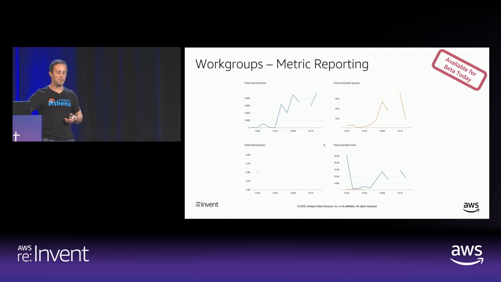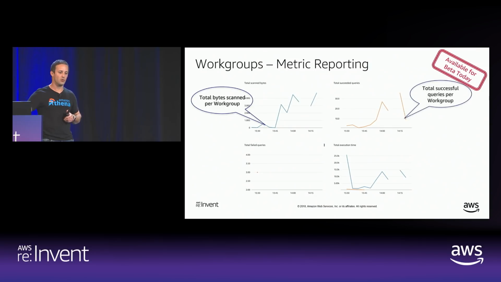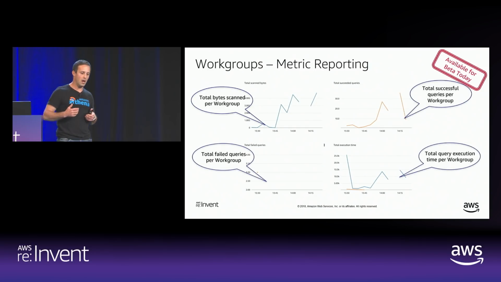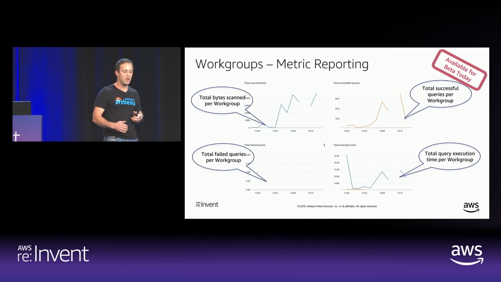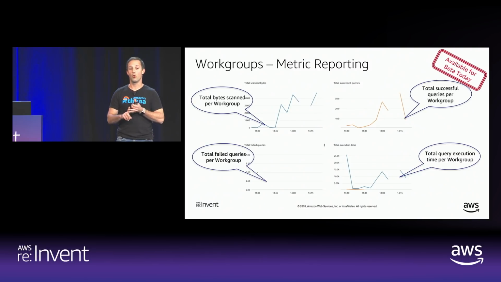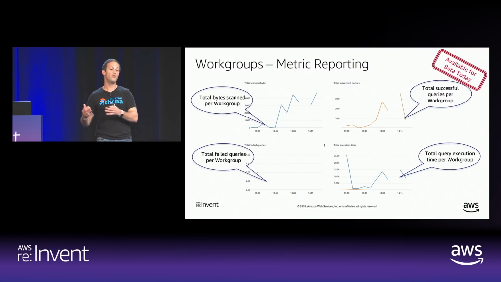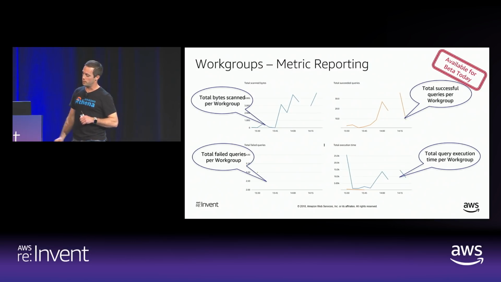So here is just a metrics report that you get from the work groups screen. It gives you total bytes scanned for the work group, successful queries, failed queries, query executions, and all these metrics actually go into CloudWatch. So you get a per query metric, and you get a per work group metric, which is an aggregation of all the queries inside the work group. And then all of that goes into CloudWatch. So if you have more advanced use cases around alarming and reporting, you can do it in CloudWatch.